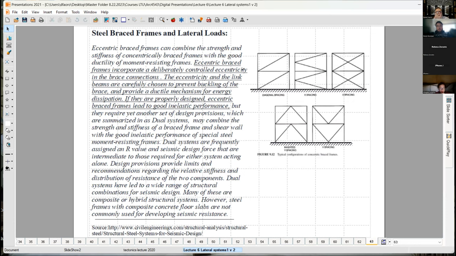Eccentric brace frames incorporate a deliberately controlled eccentric brace connection. The eccentricity in the link or beams is carefully chosen to prevent buckling of the brace and provide a ductile mechanism for energy absorption. So these elements are almost like lateral force fuses, almost like a shock absorber. In other words, they're designed to absorb energy. You don't have to take them apart unless they truly fail. They generally can last under some fairly high load conditions, and they can remain in place for longer periods of time.